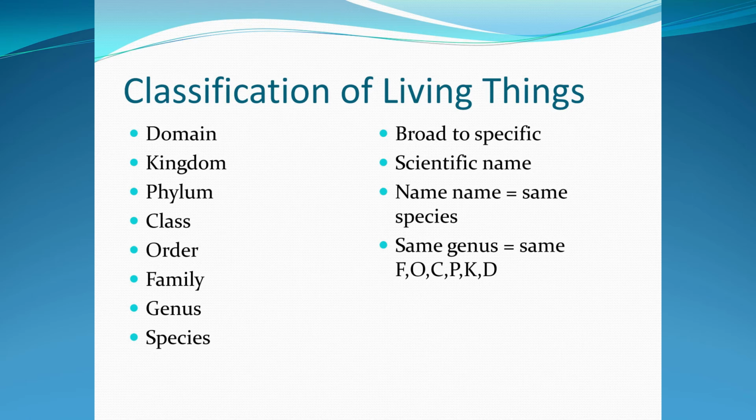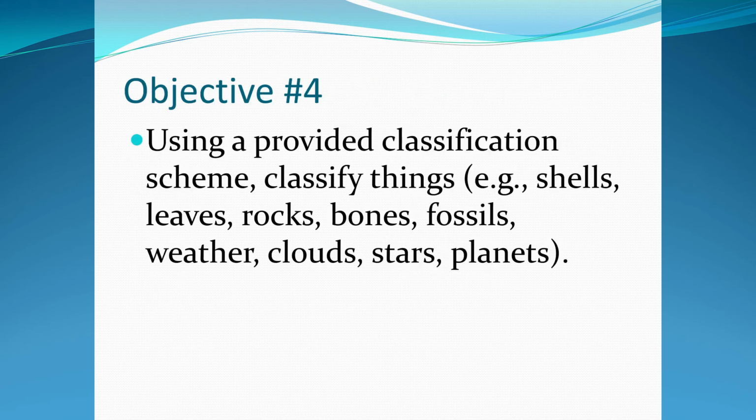They're both people. If, for example, something is in the same genus, that means they share everything else above it in common. So they'd have the same family and order and class and phylum and kingdom and domain. So there's a lot of common characteristics the farther down you go. Objective number 4 is basically say, if I give you the scheme or the classification system already done, be able to name and classify what's in it.